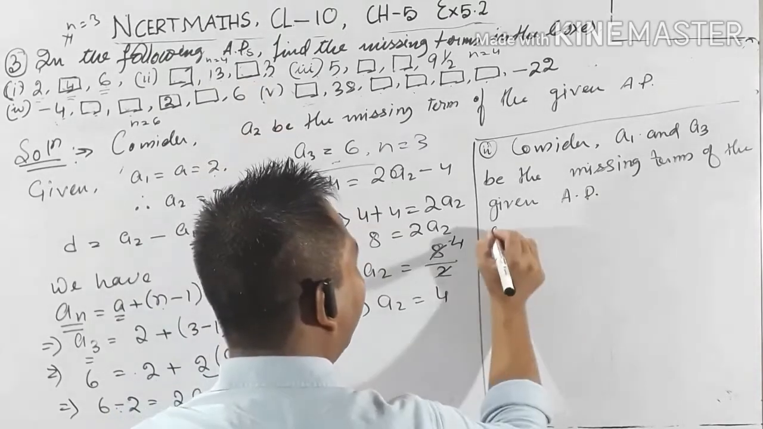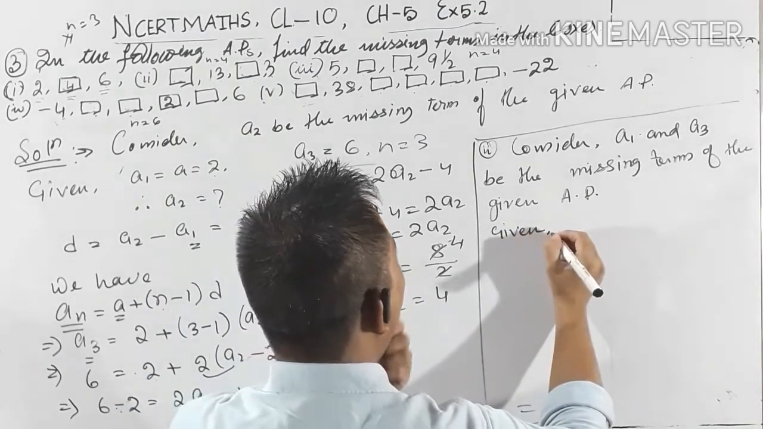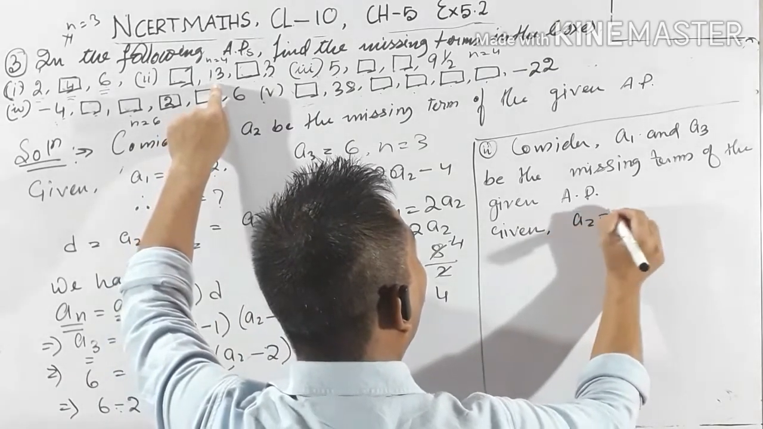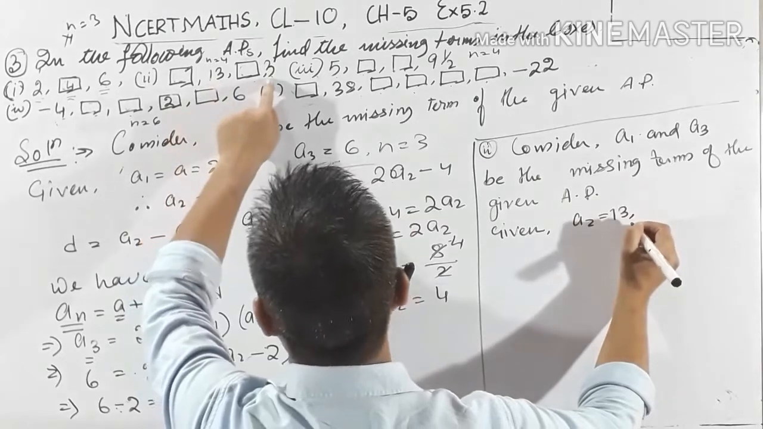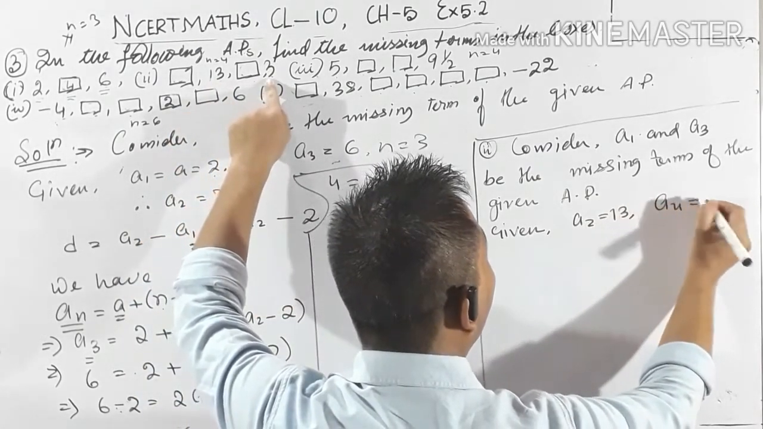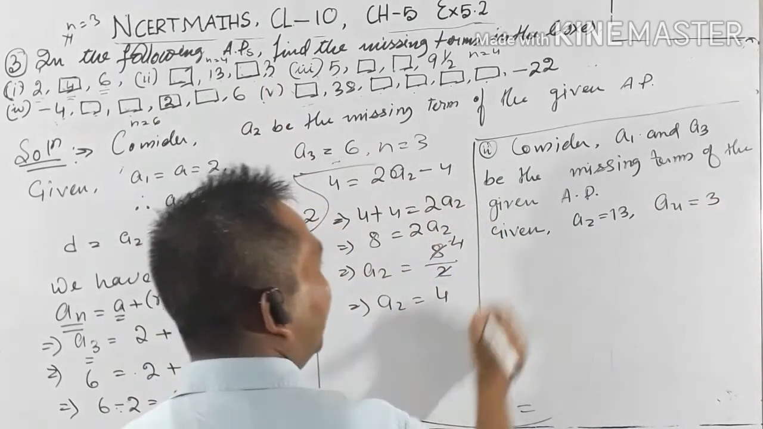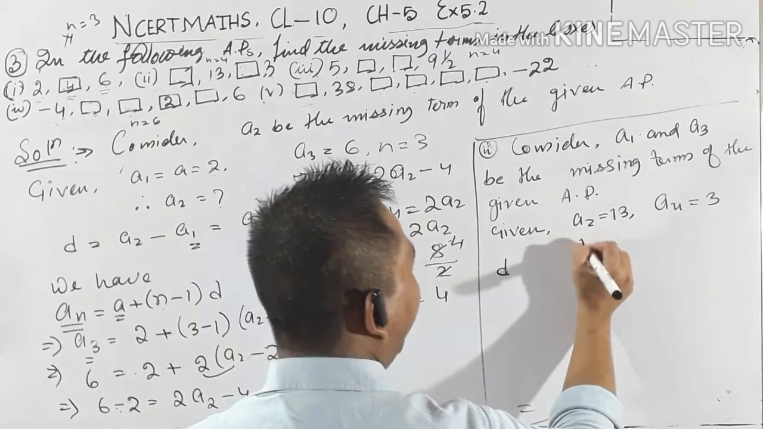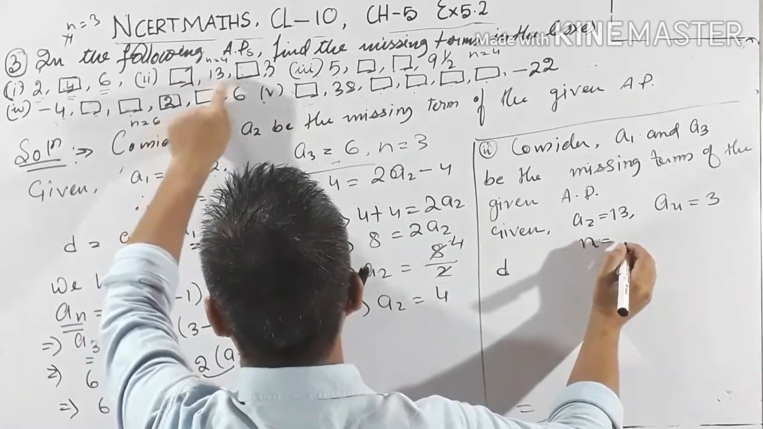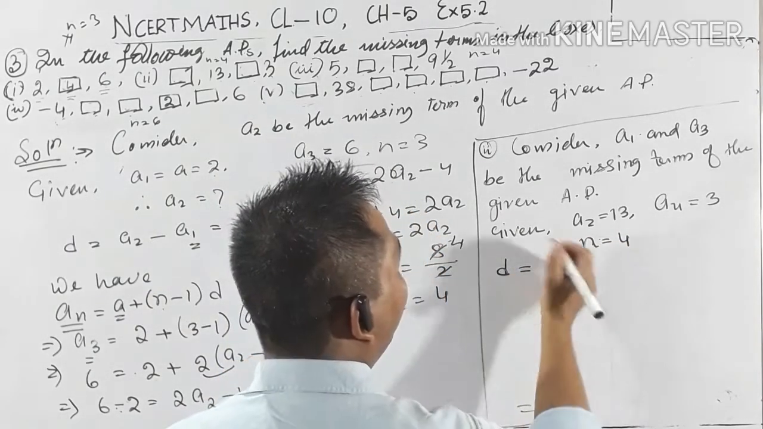What is given? A2 is given. A2 equals how much? It is 13. And then A4 is given as how much? It is 3. Therefore, n equals how much? How many terms are there? 1, 2, 3, 4. So n is 4. Correct.